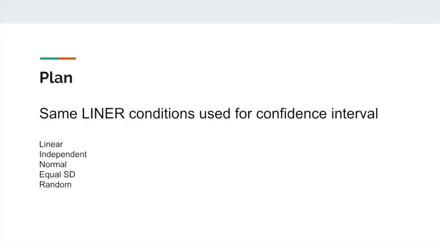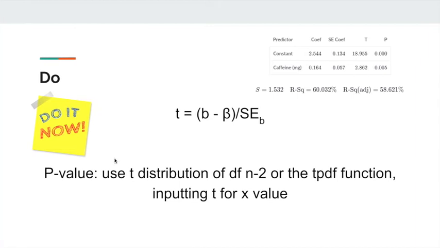For plan, we must check the same LINER conditions that we did for confidence intervals: linear, independent, normal, equal standard deviation, and random. For the do step, we must first calculate the test statistic t. This is given by the formula here: b minus beta over SEB, where b is the sample slope, beta is the population slope stated in the null hypothesis, and SEB is the same value from the computer output that we talked about for confidence intervals. In this example, the value for SEB is 0.057.